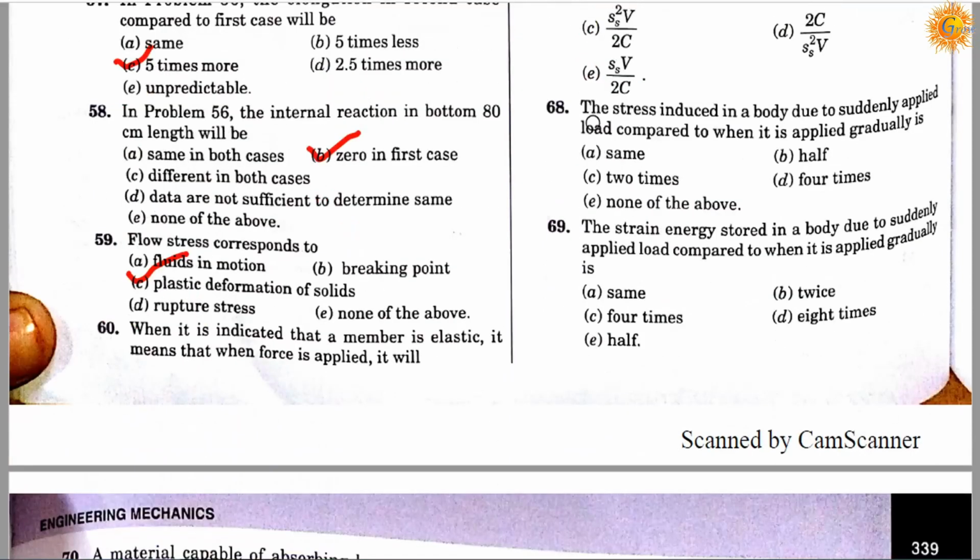Question number 68. The stress induced in a body due to suddenly applied load compared to when it is applied gradually is: option A, the same; option B, a half; option C, 2 times; option D, 4 times; option E, none of the above. Correct answer is C, it's 2 times.